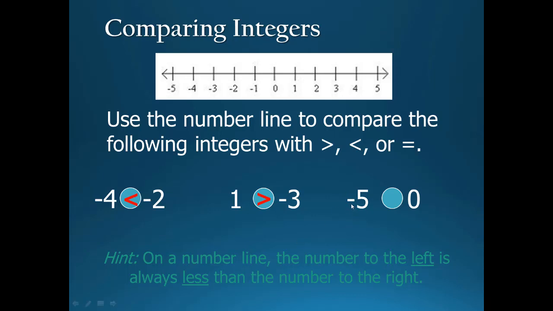How about minus 5 and 0? Minus 5 letaknya ada di sebelah kiri dari 0. Minus 5 lebih di kirinya 0. Maka bisa dibilang minus 5 is less than 0. Jadi, angka-angka yang terletak di sebelah kiri selalu akan lebih kecil dari angka-angka yang di sebelah kanannya.